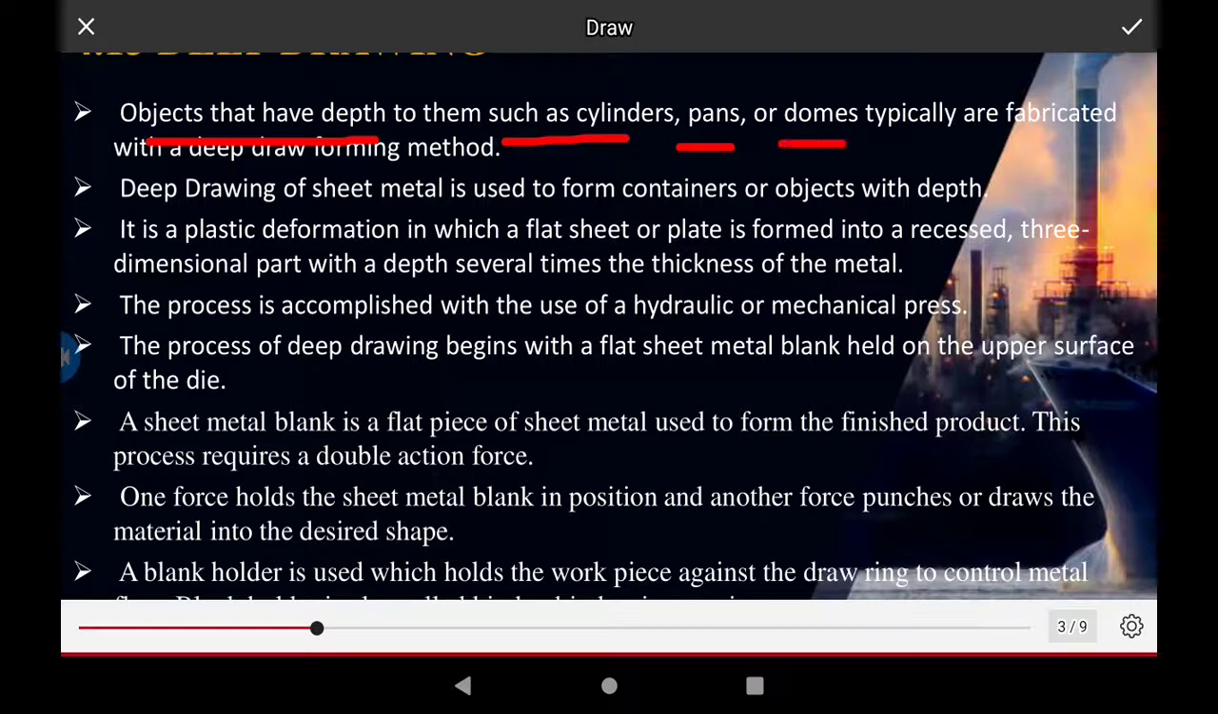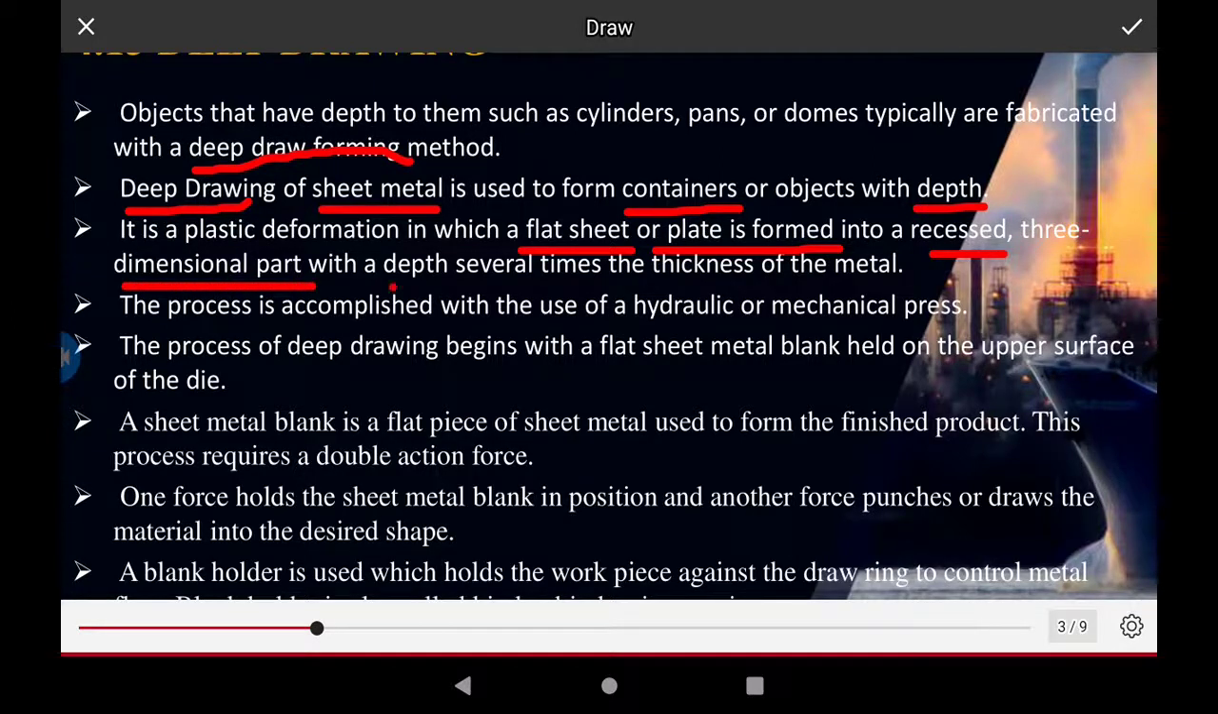The deep drawing operation: the object has the depth of a cylindrical shape. Deep drawing of sheet metal is used for containers and objects of depth, a plastic deformation in which the flat sheet plate is formed into shapes whose depth is several times the thickness of the metal.